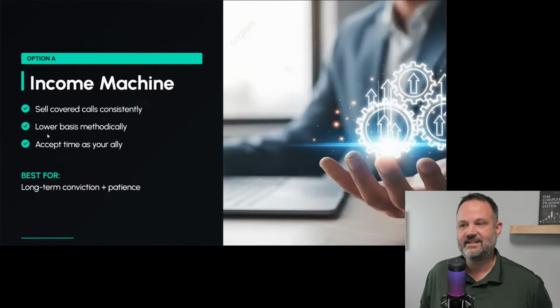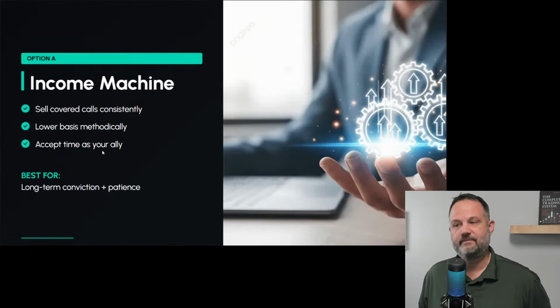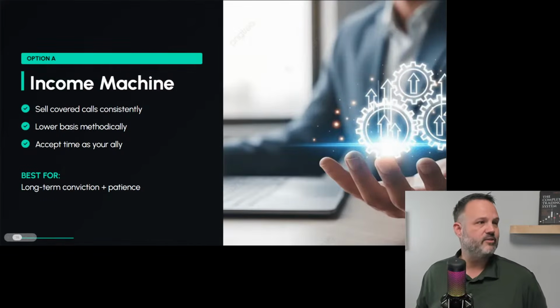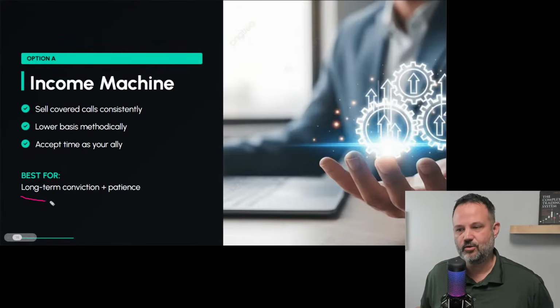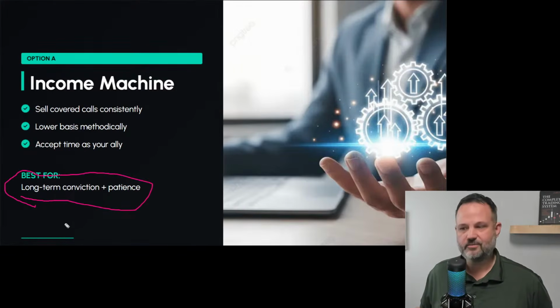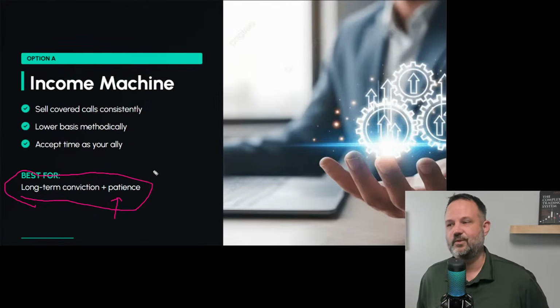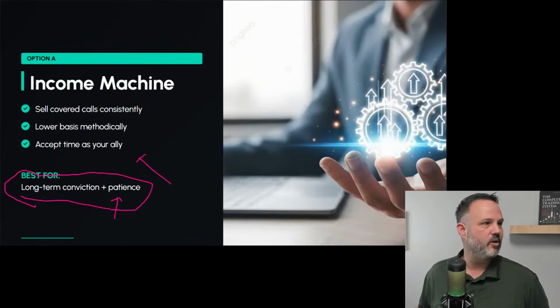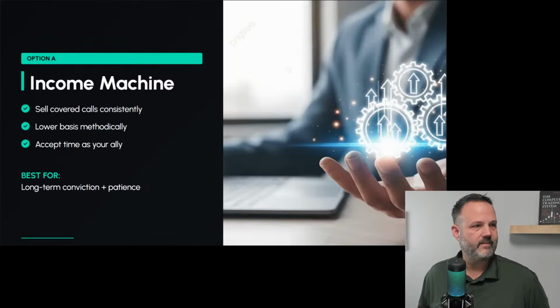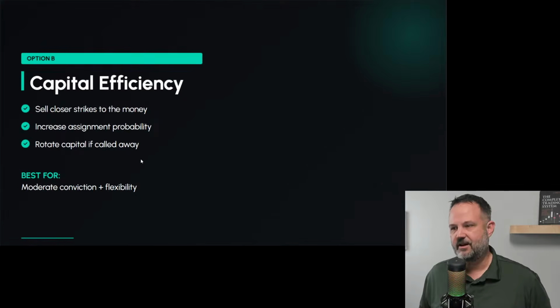Option A, we sell calls on it, and we lower our cost basis, and we accept time as our ally. Best for long-term conviction plus patience, right? So if this describes you, long-term conviction and patience, then great. This is you. That's really good. I believe in this and I have patience. I'm going to go with option A. Okay? So we're now really looking at how we're going to handle this. Now, let's go to the next option.